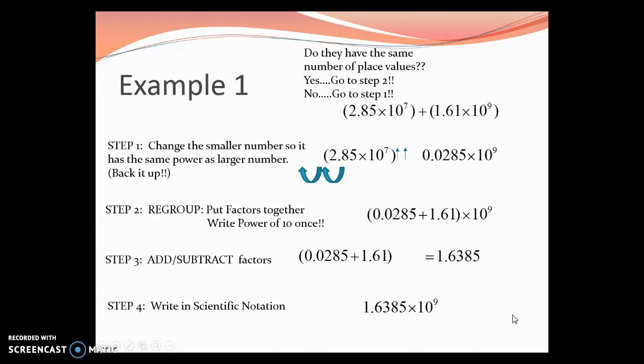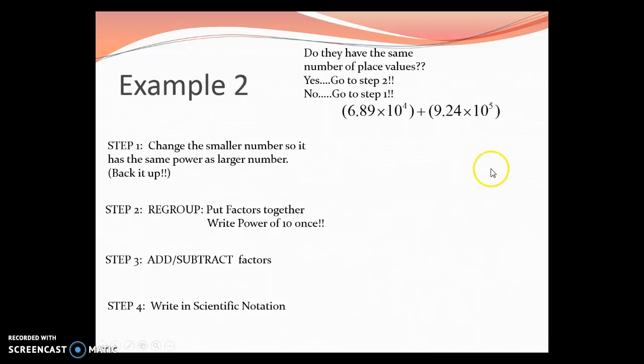So let's try another one. We have 6.89 times 10 to the 4th plus 9.24 times 10 to the 5th. The 10 to the 4th power is the smaller number. They don't match, so we have to change the smaller number. I've got to move it back once to make that 4 a 5. So I'm going to back it up one time, and that means I raise my power of 10 by 1 because I backed it up once.